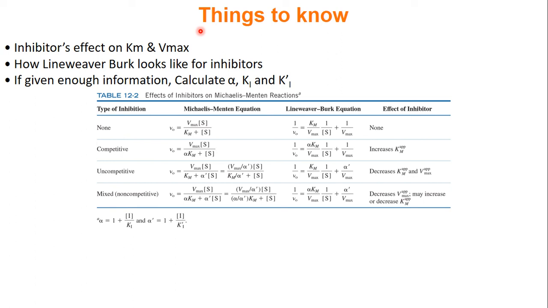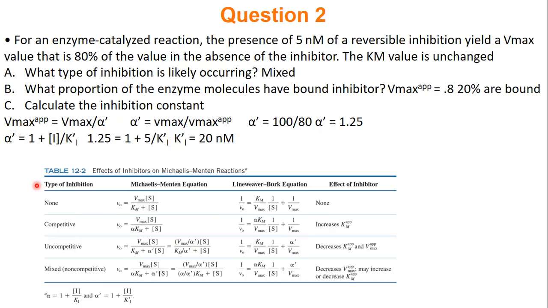So what do we need to know for this? We need to know how Km and Vmax are changing with the inhibitors. We need to know how the Lineweaver-Burke plot looks for these inhibitors. And we need to know how to calculate alpha, Ki, Ki prime, and alpha prime. So let's take a look at some of these questions.